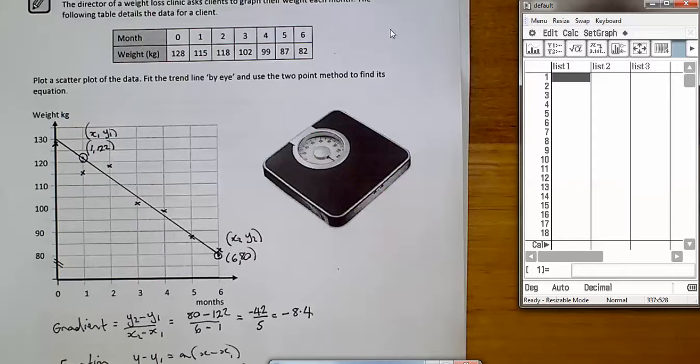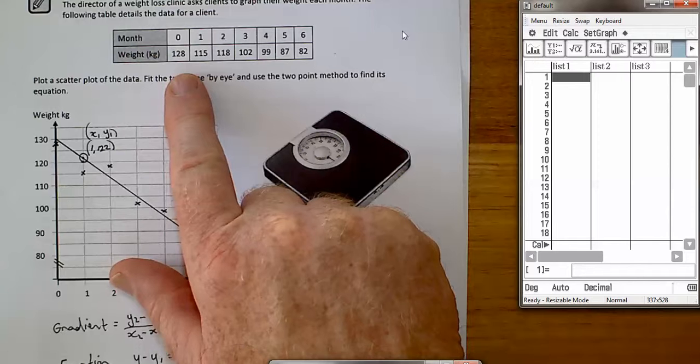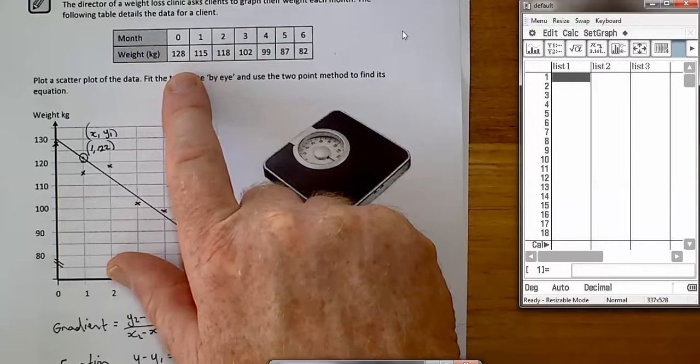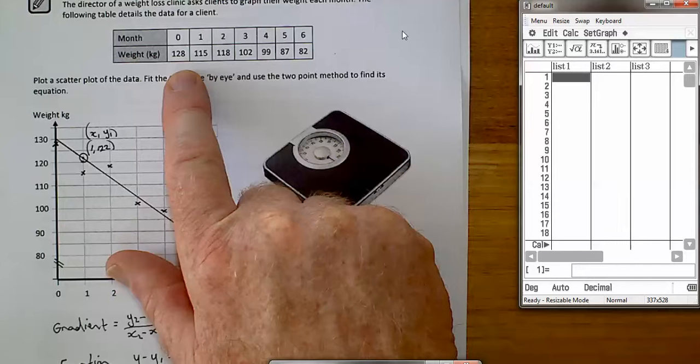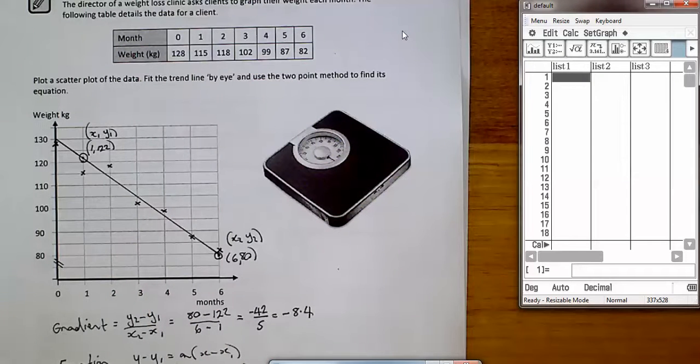It's gone. Now, I want to enter the weight loss data there. You'll notice the way the Casio has this organised is always in columns, yet our original data was presented to us in rows. So we're going to have to transpose it across. We want our first column, list 1, to be the months. So let's enter the data for months first.